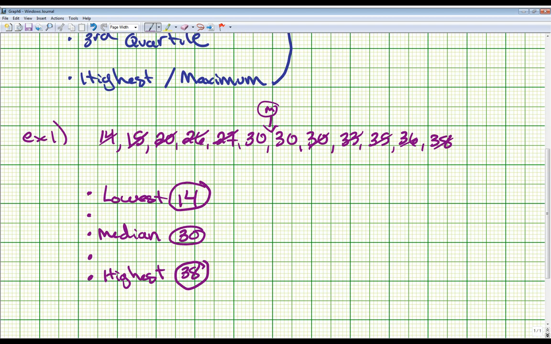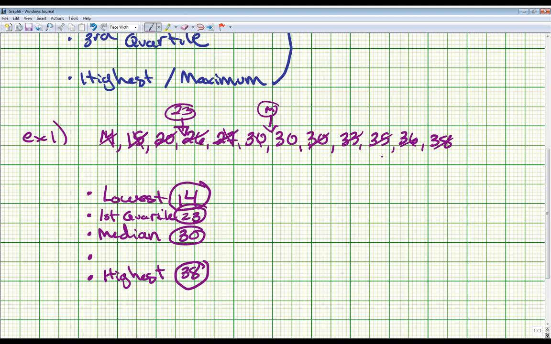Now, if I want to find my first quartile or my lower middle, I got to figure out what's in between here and here. So if I look in the middle between this center and the 14, I would end up right in between here. Because if I cross off the 14 and the 30, and the 15 and the 27, I'm left right in the middle of here. So I have to figure out what is in the middle between 20 and 26. Well, that would be 23. So my first quartile would be 23.